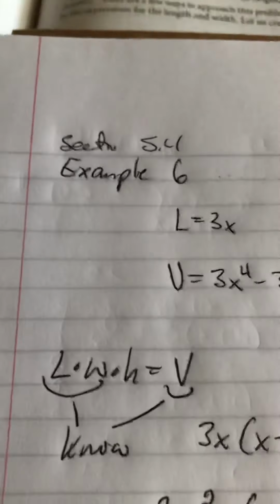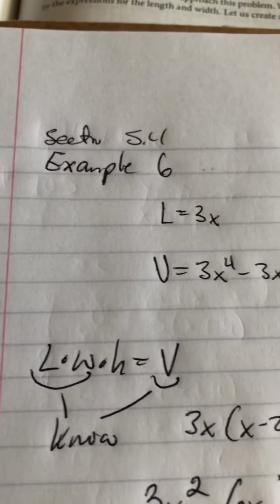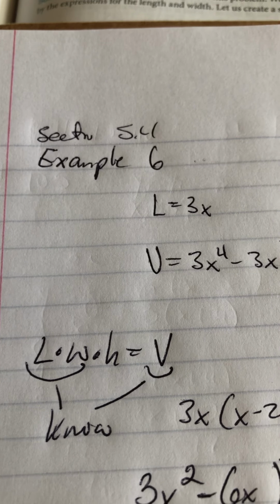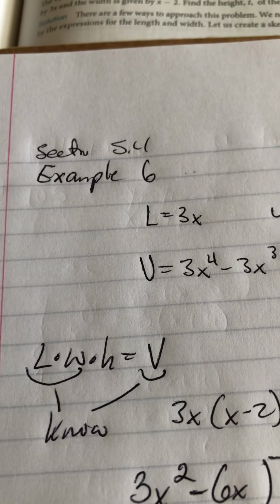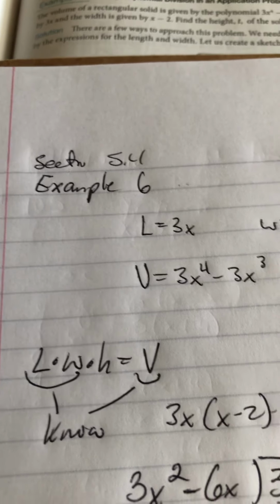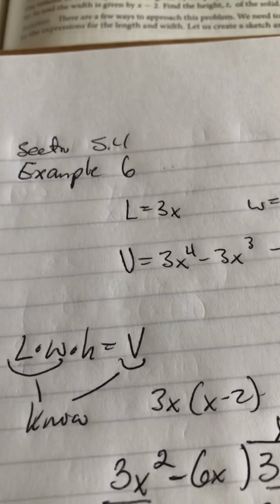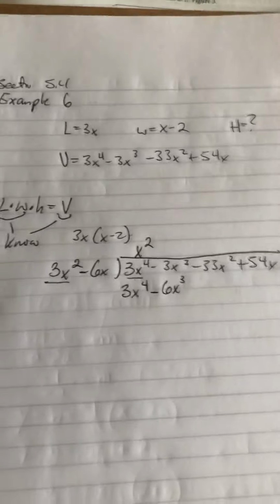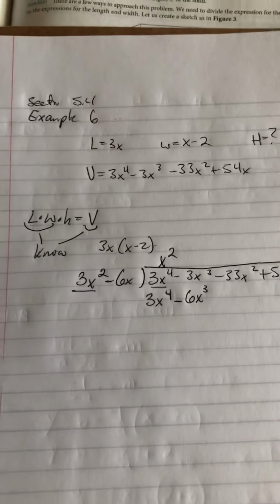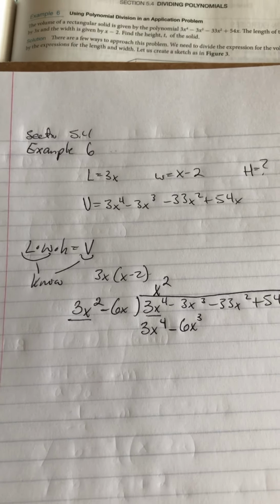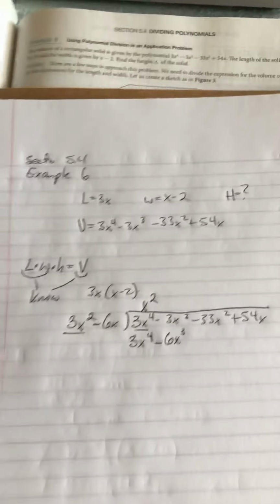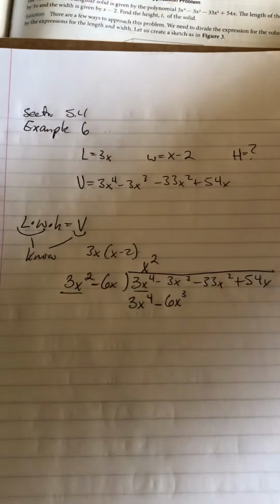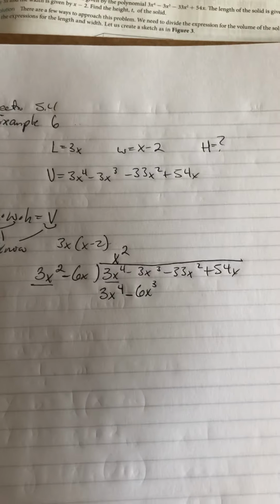All right. I'm going to do a different approach than the book on example 6, section 5.4. They give you the length, they give you the width, you're supposed to find the height, and they give you the total volume. The approach that they use is they whittle it down, so to speak, until they can use synthetic division. I'm going to just do long division.